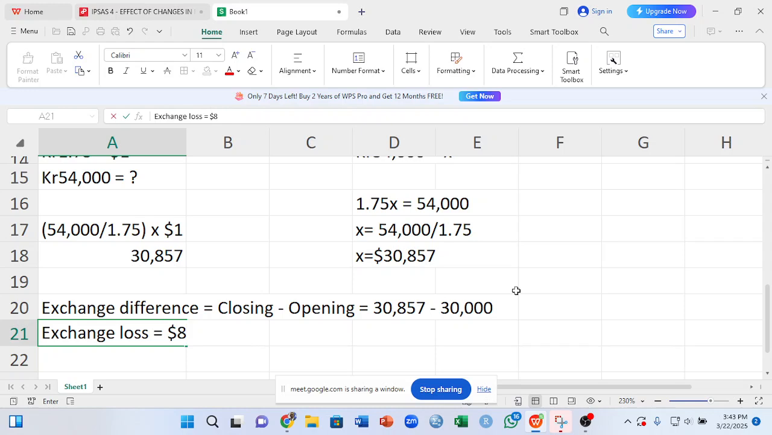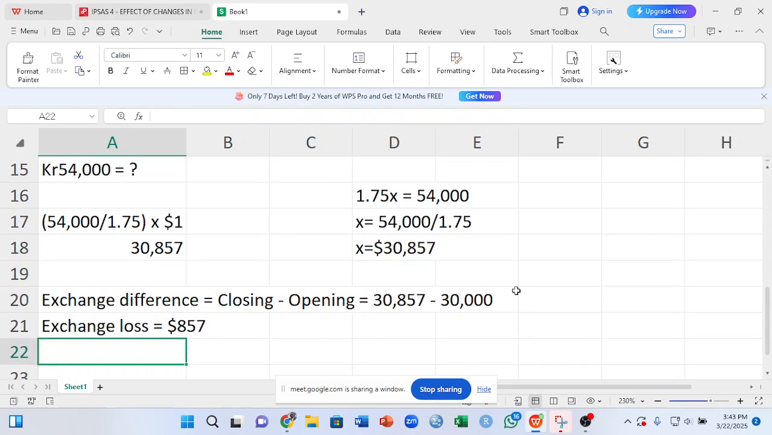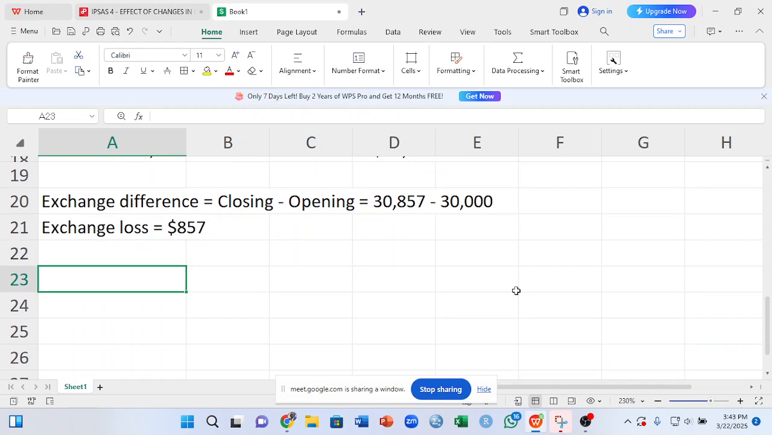So 857. Then we do the double entry in that respect. So let's do the double entry. What are you debiting? What are you crediting? Anyone? Double entry: debit the receiver, credit the giver. So which one are we debiting? Which one are we crediting?